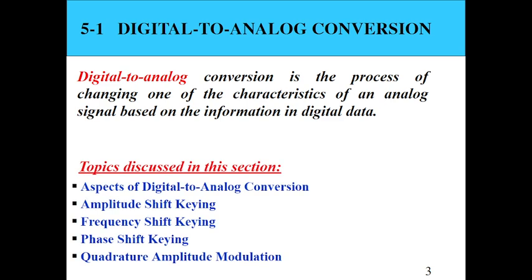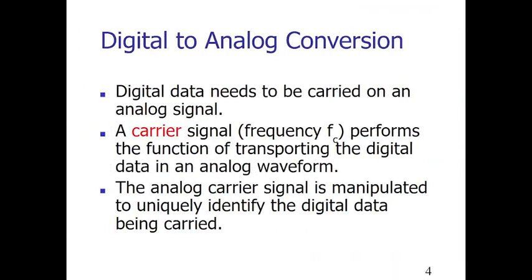We basically have three characteristics of an analog signal, that is the amplitude, the frequency, and the phase. So the main idea is that there will be a certain fixed signal that is known as the carrier signal, and we will change one of these three characteristics, the frequency or amplitude or phase of this carrier signal. Then we will call it a manipulated signal or modified signal, and this modified signal will carry the information of the 0 bit or 1 bit.